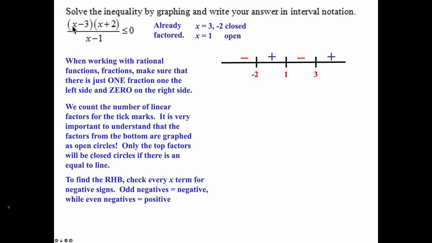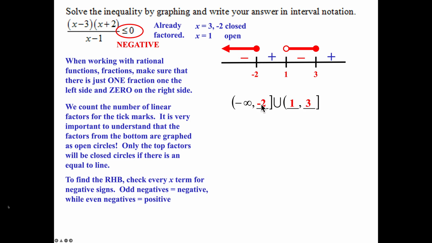Then they're all positive x's. So right-hand behavior is positive. Then they alternate because each factor occurs once. Put open circle for the one on the bottom. The 3 and the -2, those will be closed circles. We wanted to shade the negative region, so shade negative. And now correspond that to interval notation, -∞ to -2, with a bracket, union open circle, so left parenthesis 1, comma 3, bracket.